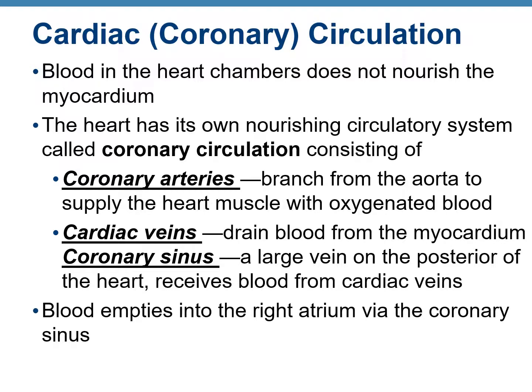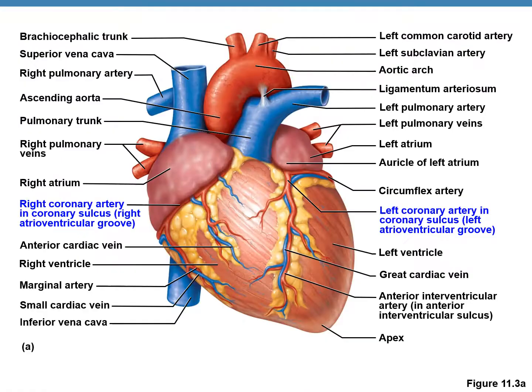Interestingly, the myocardium of the heart has its own blood vessels known as the coronary circulation. This is because the blood present inside the heart chambers does not nourish the myocardium. The coronary circulation consists of coronary arteries which branch from the aorta, specifically the ascending part of the aorta, and it supplies the heart muscles with oxygenated blood, while deoxygenated blood is drained from the myocardium by means of the cardiac veins and the coronary sinus. This figure shows the right and the left coronary arteries in the coronary sulcus.